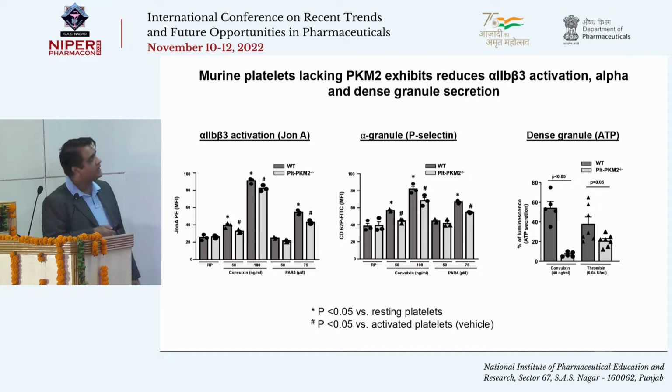Alpha2bβ3 activation, alpha granule secretion, and so on. You can see here that there's a reduced alpha2bβ3 activation as well as P-selectin and ATP secretion in the platelet-specific PKM2 knockout compared to the wild type control.